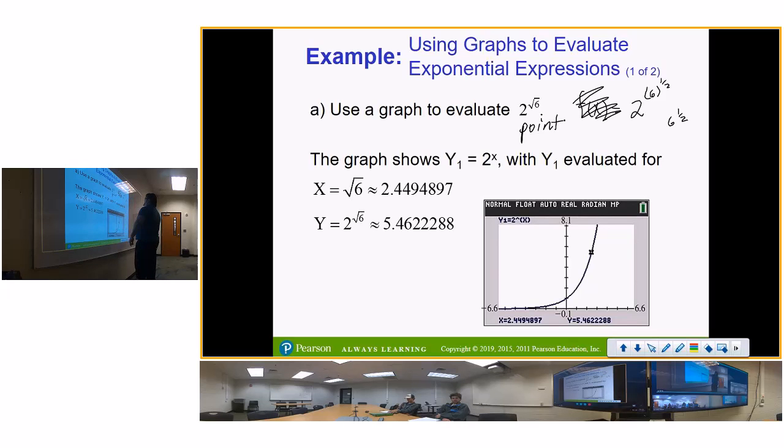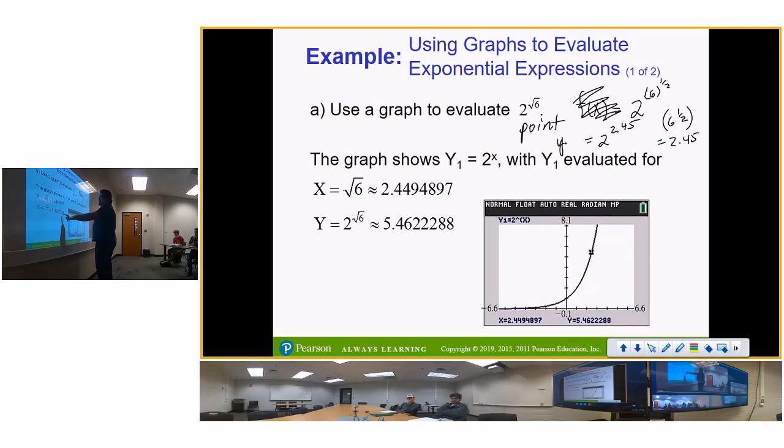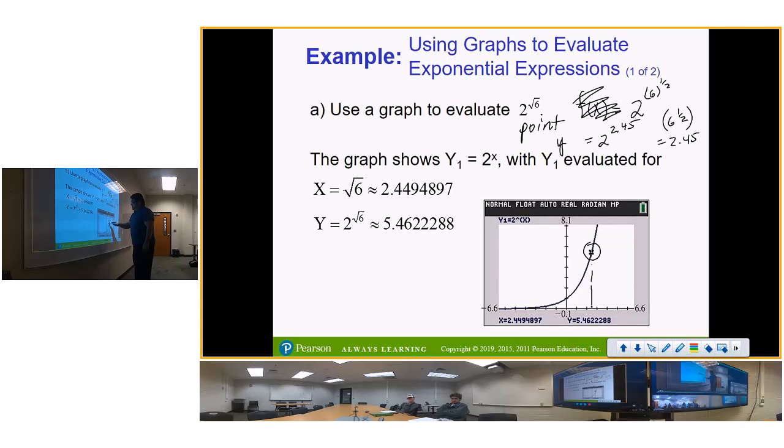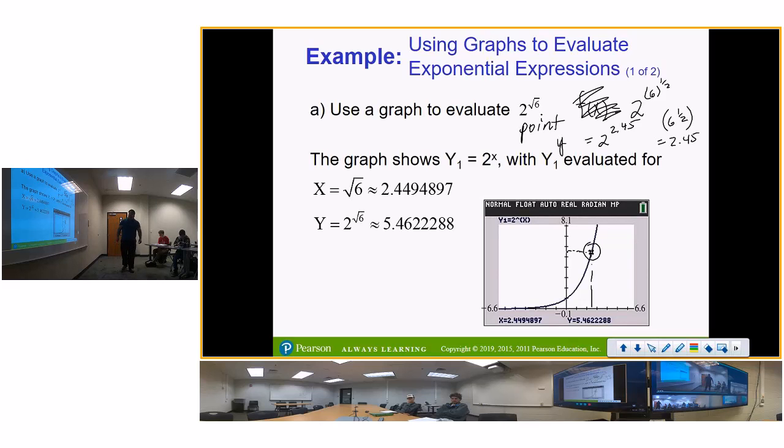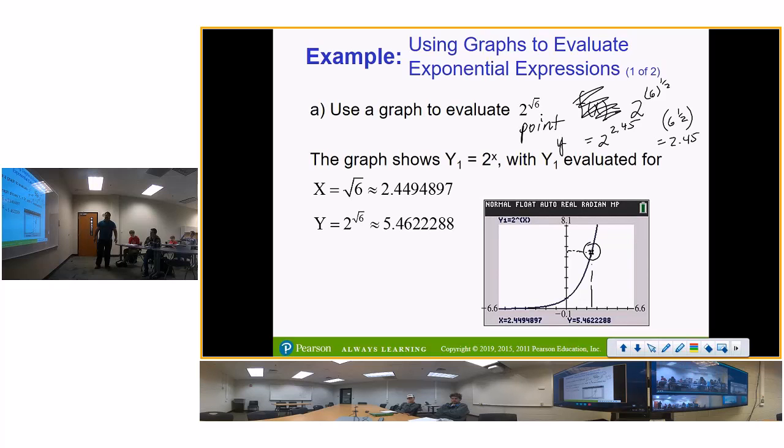So if you have 6 to the 1/2, which is this right here, 2.45. And then you're going to raise 2 to the 2.45, and that's going to give you a y, which is this right here. So the question is not graph the function. The question is graph the point. That's the parent graph of 2 to the x.